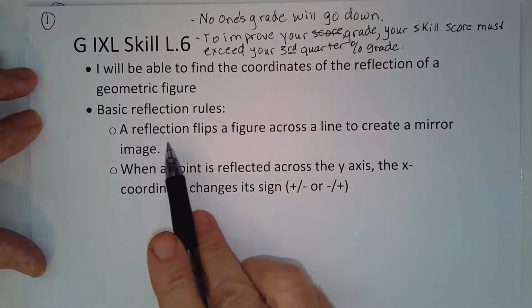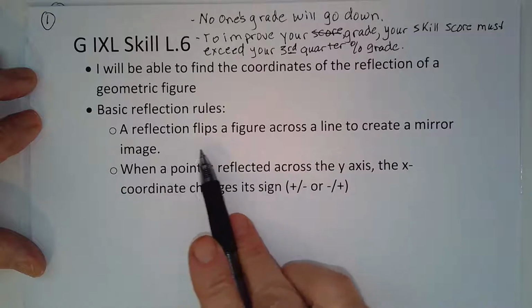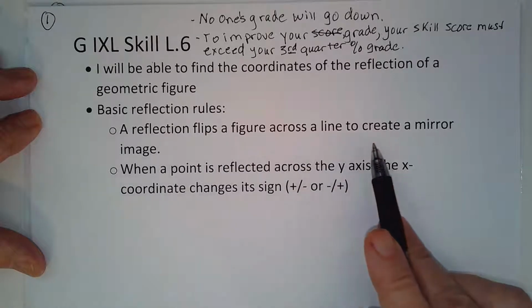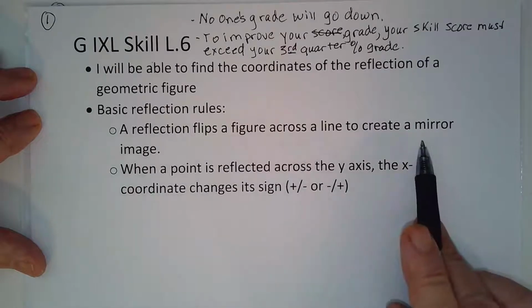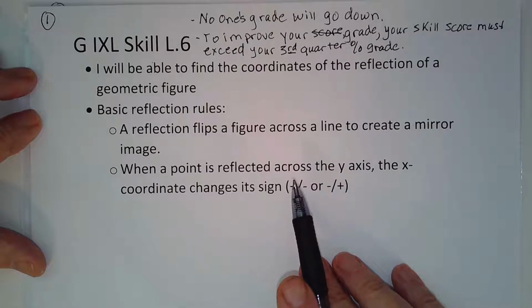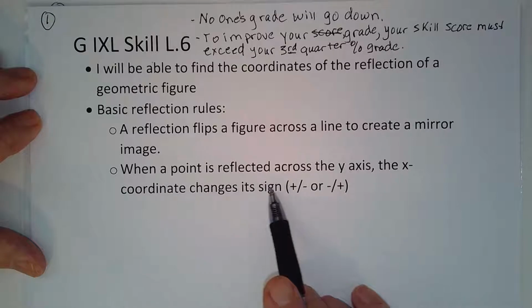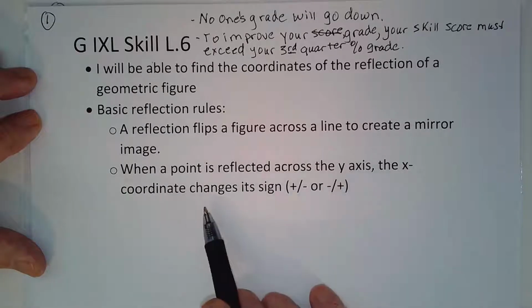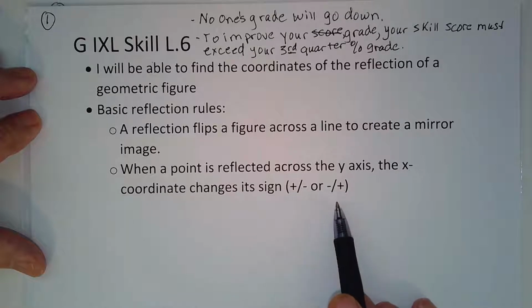But this is a reflection. And so the basic reflection rules are that a reflection flips a figure across a line to create a mirror image. So that's important. A mirror image, obviously, points are going to change positions. When a point is reflected across the y-axis, the x-coordinate changes its sign from positive to negative or negative to positive. Okay, those are the basic rules.